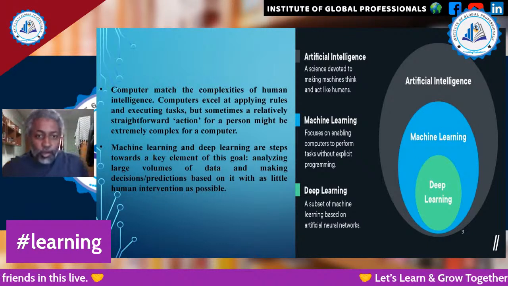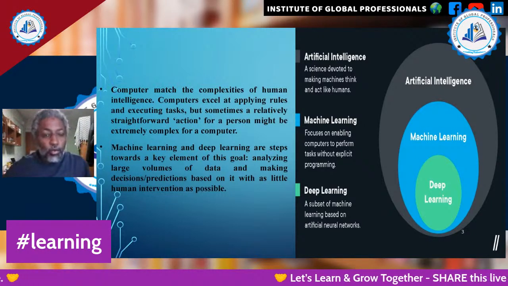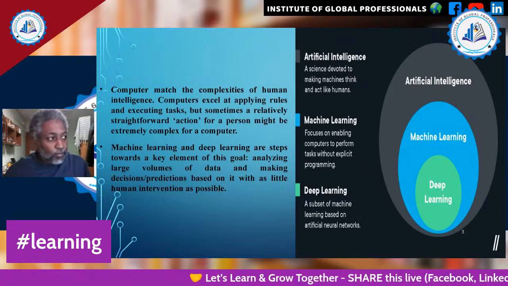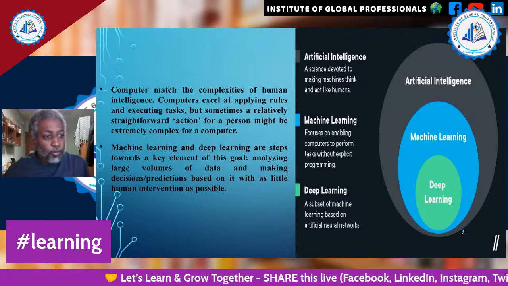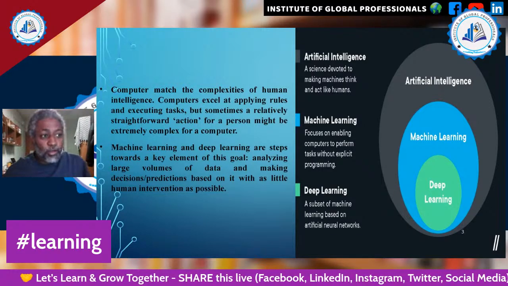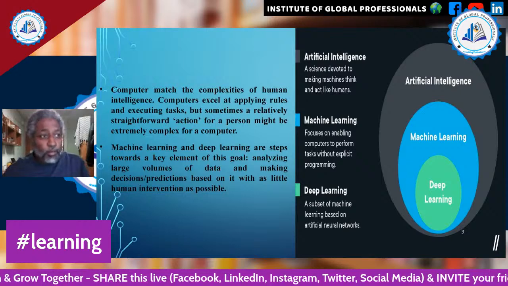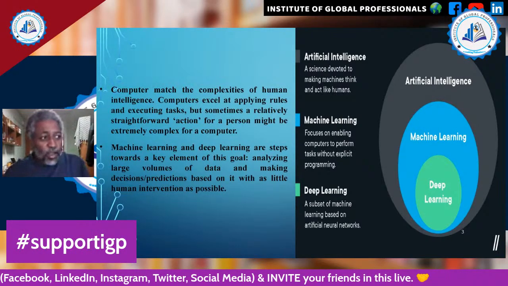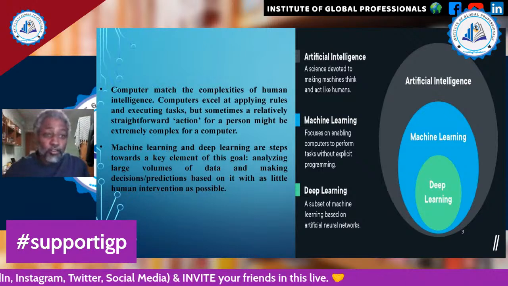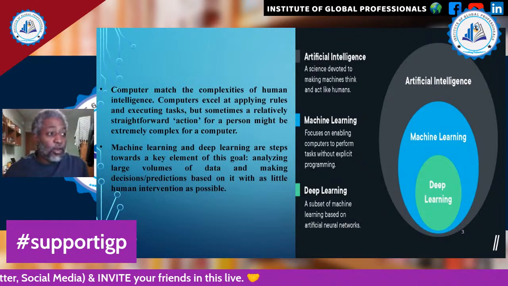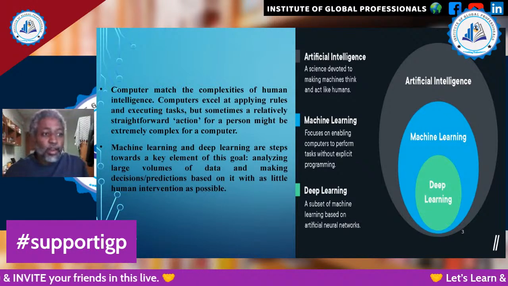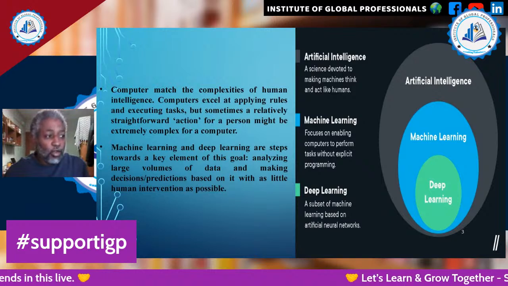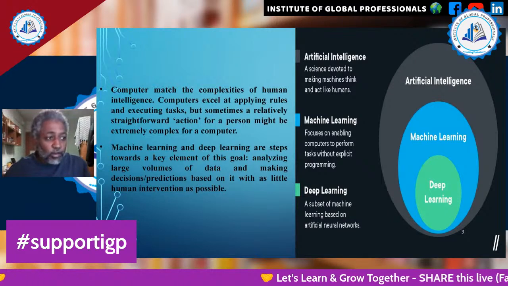We've talked about machine learning. Now we're going to talk about deep learning. From the name, deep learning is a class of machine learning algorithm that uses multiple layers to progressively extract higher level features from the raw input. For example, in image processing, lower layers may identify edges, while higher layers may identify the concepts relevant to humans, such as digits or letters or faces.